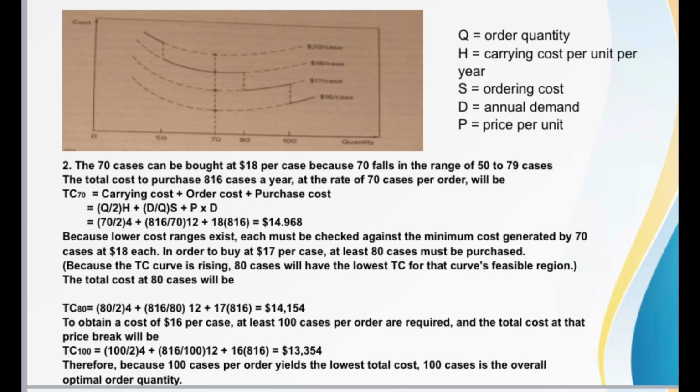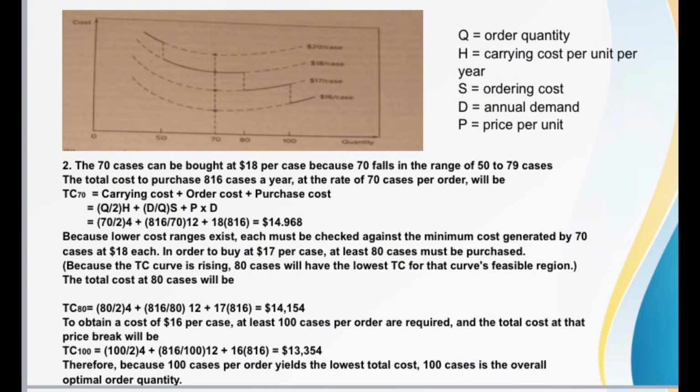The total cost for 80 is $14,154. To obtain a cost of $16 per case, at least 100 cases per order are required, and the total cost at the price break will be computed. The total cost for 100 is $1,354. Therefore, because 100 cases per order yields the lowest total cost, 100 cases is the overall optimal order quantity.